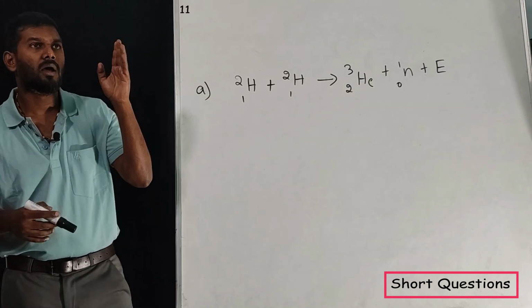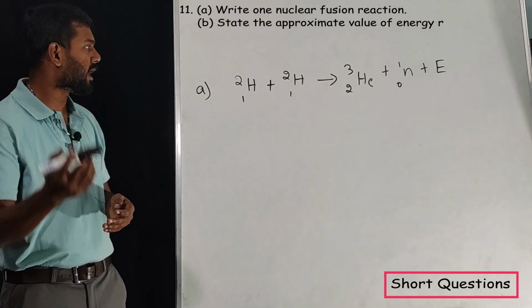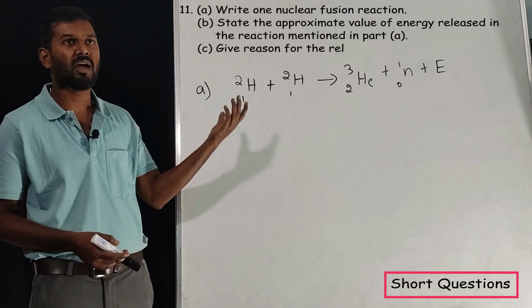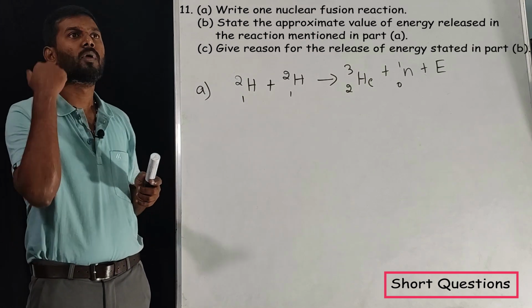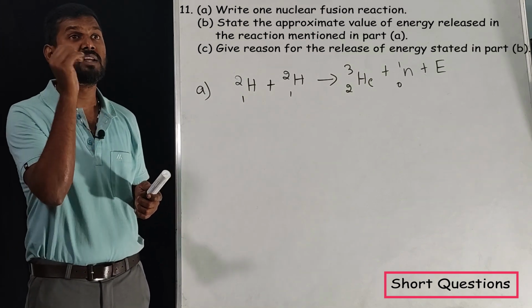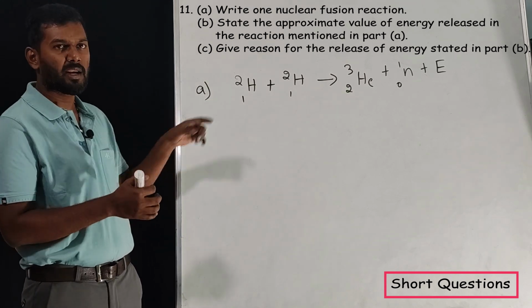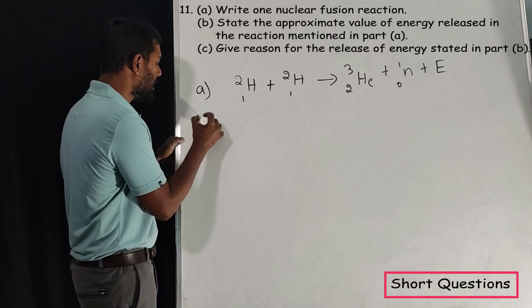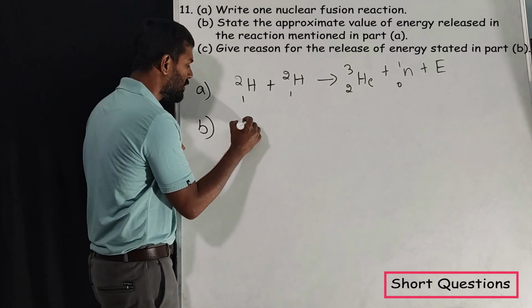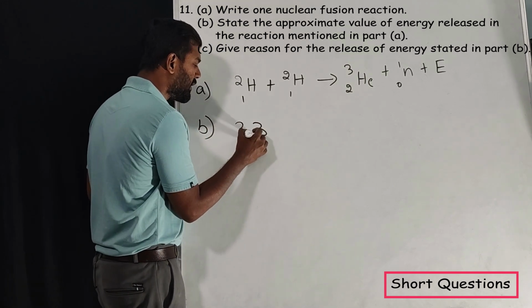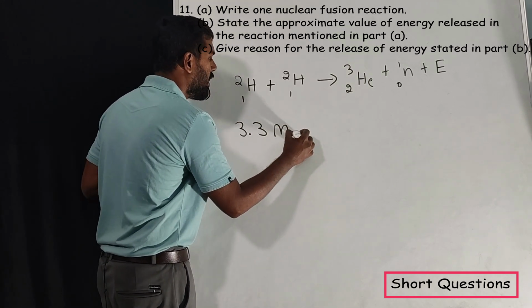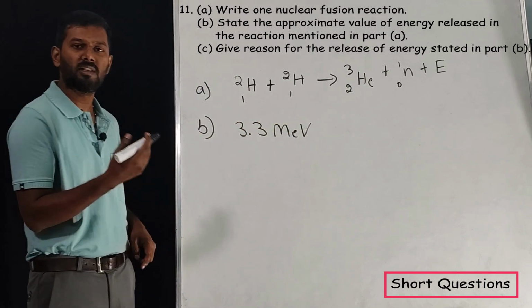Our next question: write one nuclear fusion reaction. This we have learnt already, that's why I have written it already. Next: state the approximate value of energy released in the reaction mentioned in part A. This is part A, right? So in part B they are asking for the energy released in part A, that is approximately 3.3 mega electron volt. This is what they have given in the textbook.